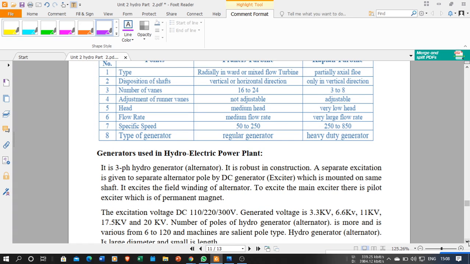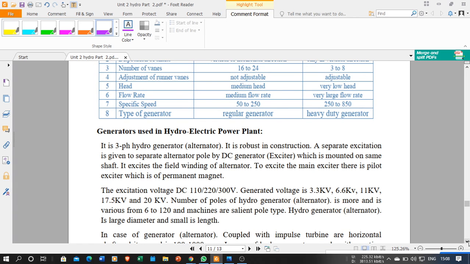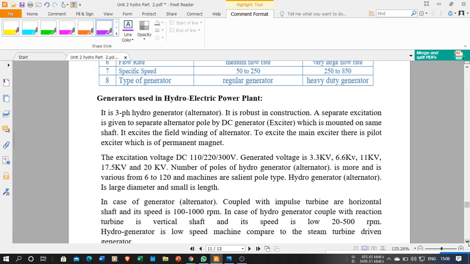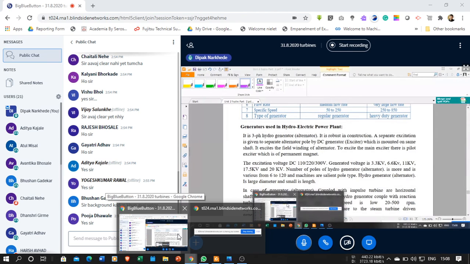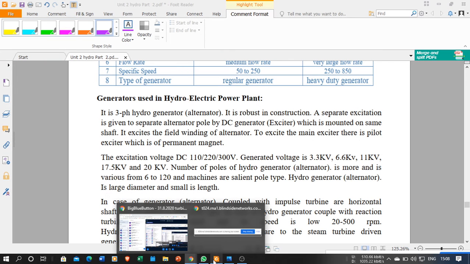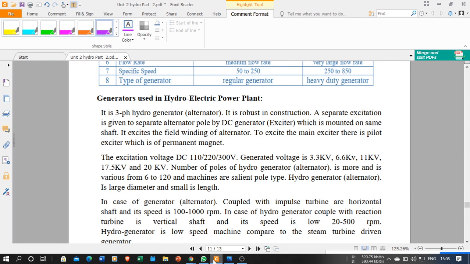Now, the next important part is the generator. So basically, what type of generators are used for hydroelectric power plants? In most cases, I am going to prefer generators which are AC alternators. Because in the case of India, our generation is AC, transmission is AC, and also distribution as well as consumption is AC. So I will prefer the AC generator over here, and these are called alternators. And these are basically three-phase hydro generators.